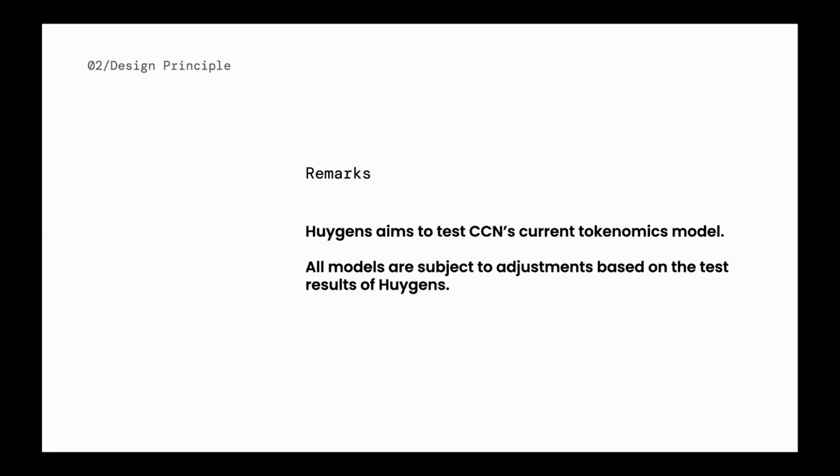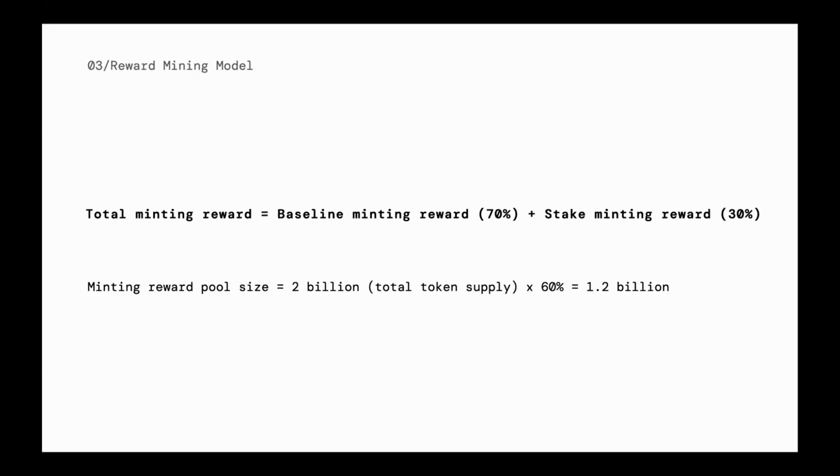So that's why we want to launch this Huggins testnet to test this tokenomics. All the models, all the hyperparameters, and the mathematical models are subject to change based on the test results of Huggins. Our goal is the mainnet launch later this year. It may not be perfect, but I would say it is near perfect tokenomics model to benefit all, right?